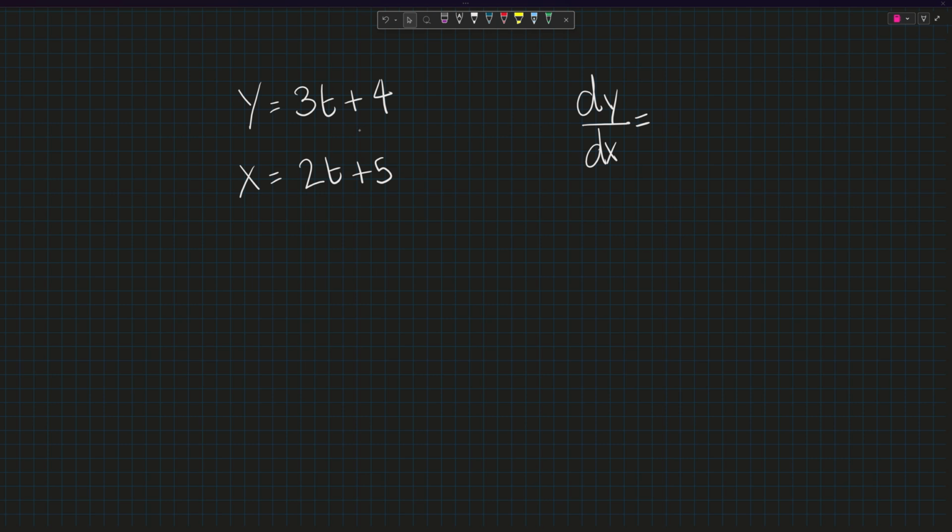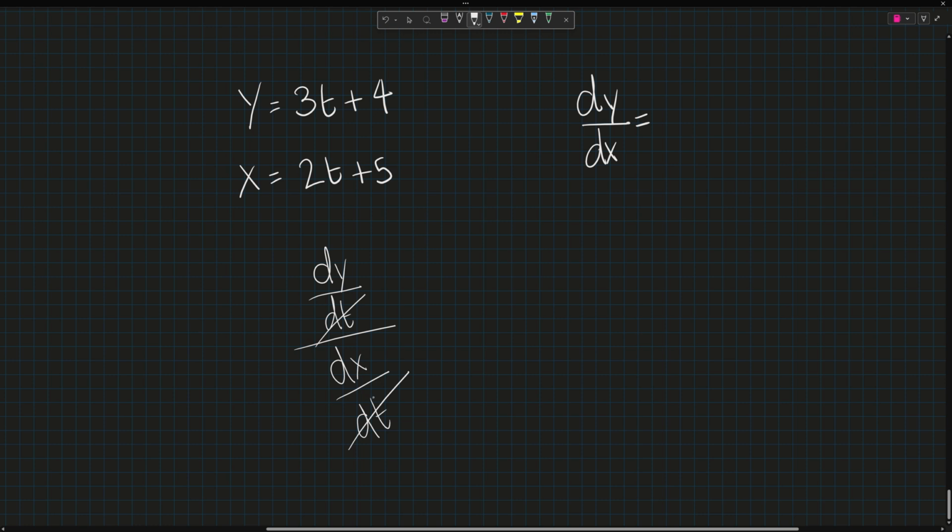But let's say that this dy over dx behaves just like a fraction, because we literally see this as a fraction. So I'm going to write dy over dx as dy over dt and divide that by dx over dt. Now when you do that, these dt's divide each other out. That way, we actually get dy over dx.